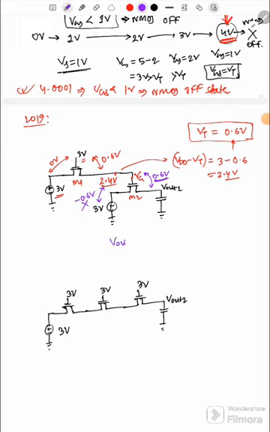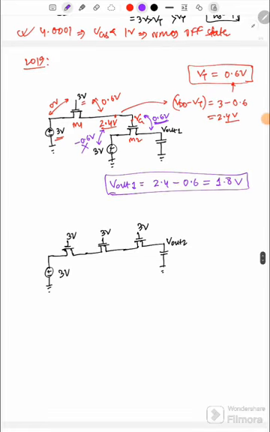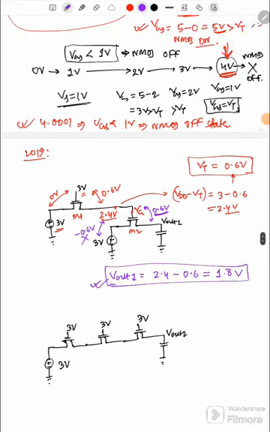So Vout1 equals 2.4 minus 0.6, which is 1.8 volt. So the final Vout1 equals 1.8 volt. This is a very important problem for the gate. Here, this cannot act as source. This is the drain part and this is the source part. That's why it will go up to 1.8 volt and the current will flow like this.